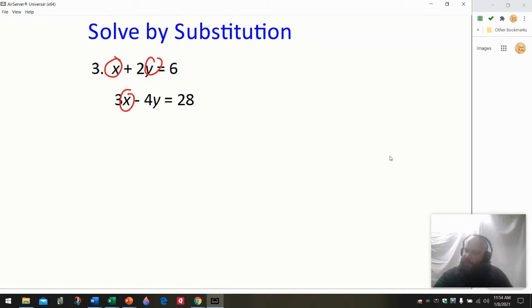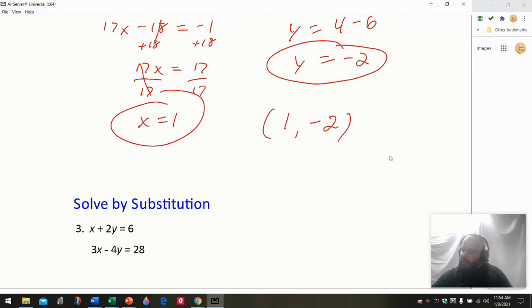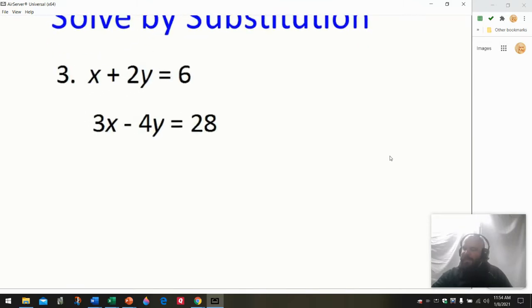You could solve for this x or this y. But typically, there is an easiest one to solve for. In this case, if you ever have a variable by itself with no number, that's always going to be your best bet to solve for it. So we're going to use this first equation, and we're going to solve for x in this equation.